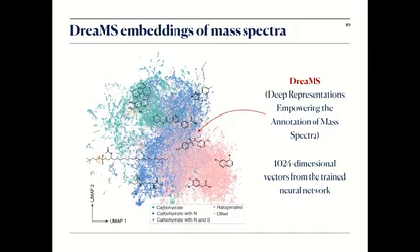Each point here is a tandem mass spectrum, but it's not just a tandem mass spectrum, it's how the neural network sees it inside. Each of these points is in fact a point in 1000 dimensional space, but here it's just reduced into a plane. We call this representation DreaMS, deep representations empowering the annotation of mass spectra.